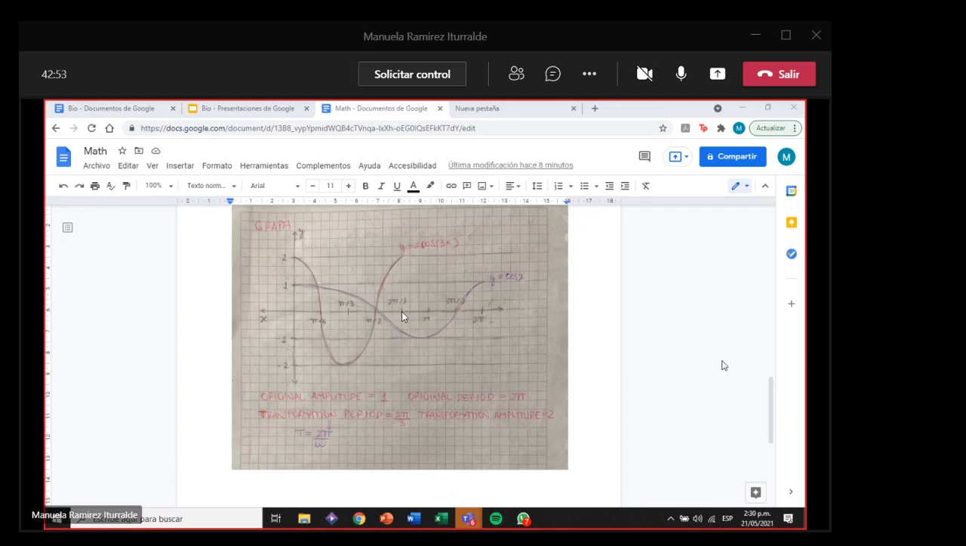Because we know that it starts repeating itself after this point, we can define that the period for this one is 2 pi over 3, and that is the main difference between these two, because other than that they're essentially the same graph, except that the new one is contracted and has a greater amplitude, while the other one is the original. And that would be about it for this problem.